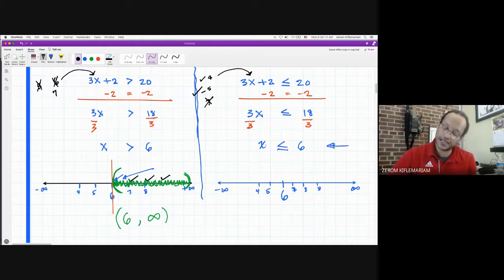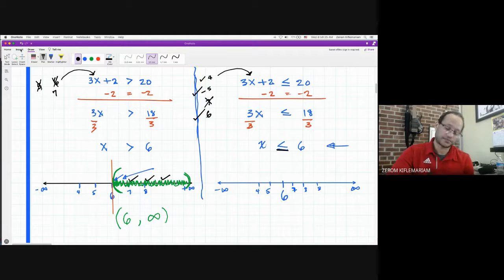But when it says equal to, I have to look at that number also. 3 times 6, sorry, 3 times 6 is 18. 18 plus 2 would be 20. Is 20 less than or equal to 20? Yes, it is equal to. So this also is acceptable.